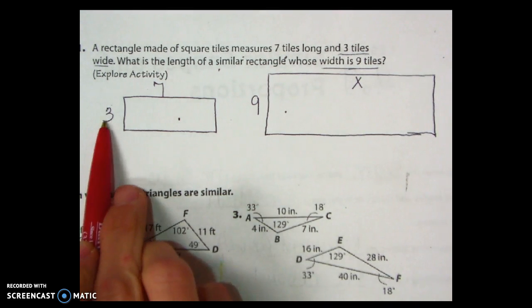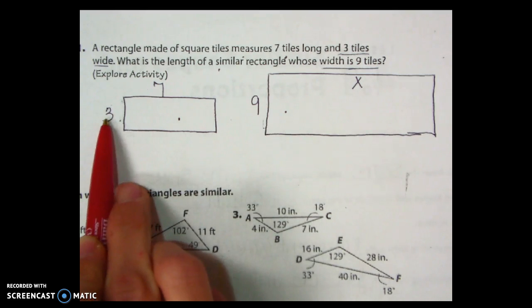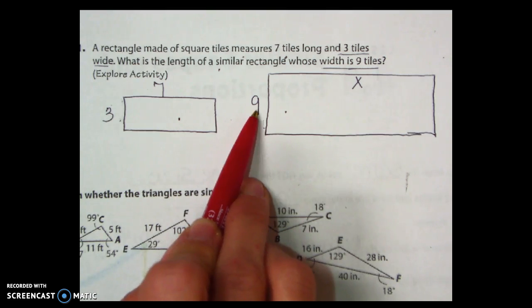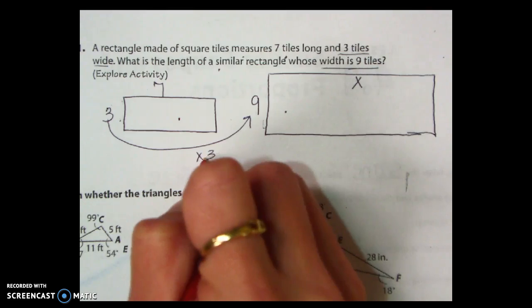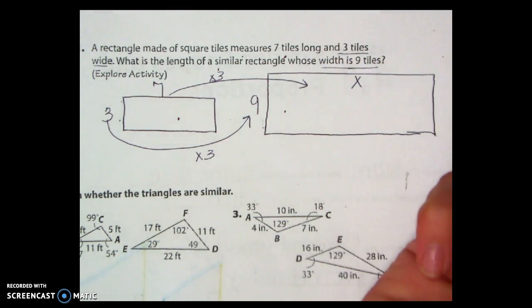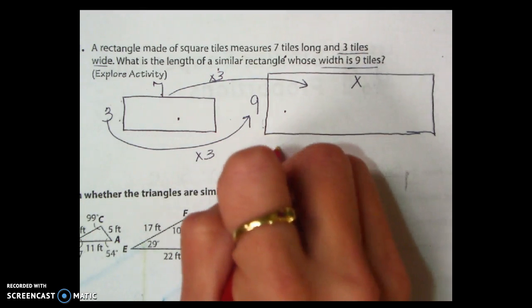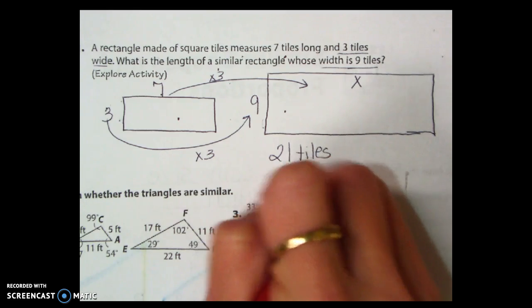So just by looking at it, I know that, like we said, the 3 and the 9 correspond to each other. So to get from 3 to 9, I would multiply by 3. That would be times 3, so I have to do the same thing on the length. So times 3. So 7 times 3 would be 21 tiles long.